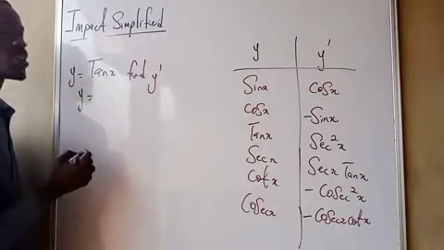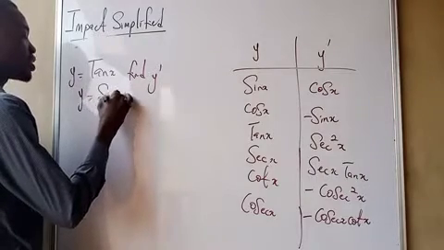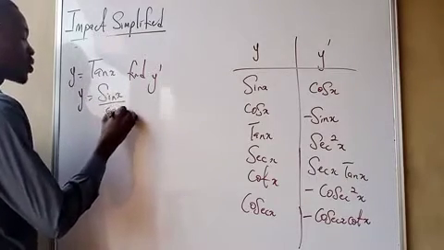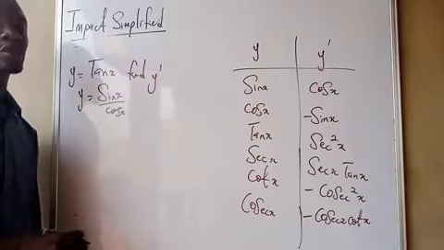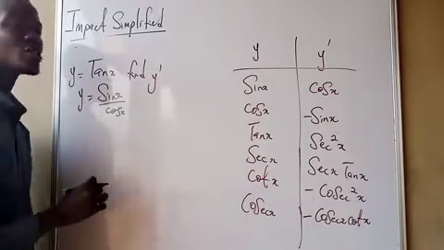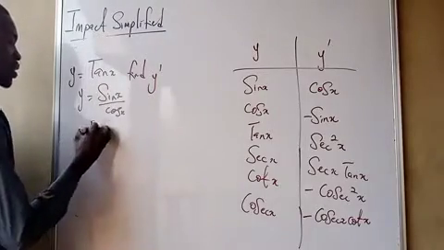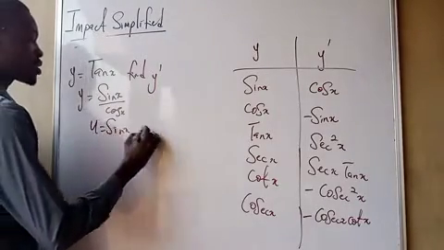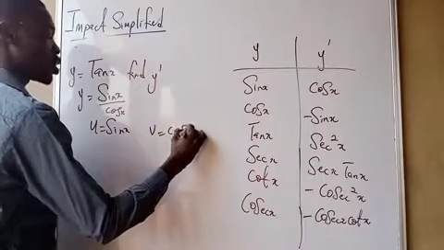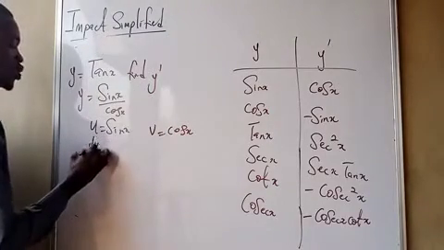Another formula for tan is sin x over cos x, and this is what we term a quotient rule. We are still going to look at it, but for the sake of this video, let us solve it. That means our u is equal to sin x and our v is equal to cos x.